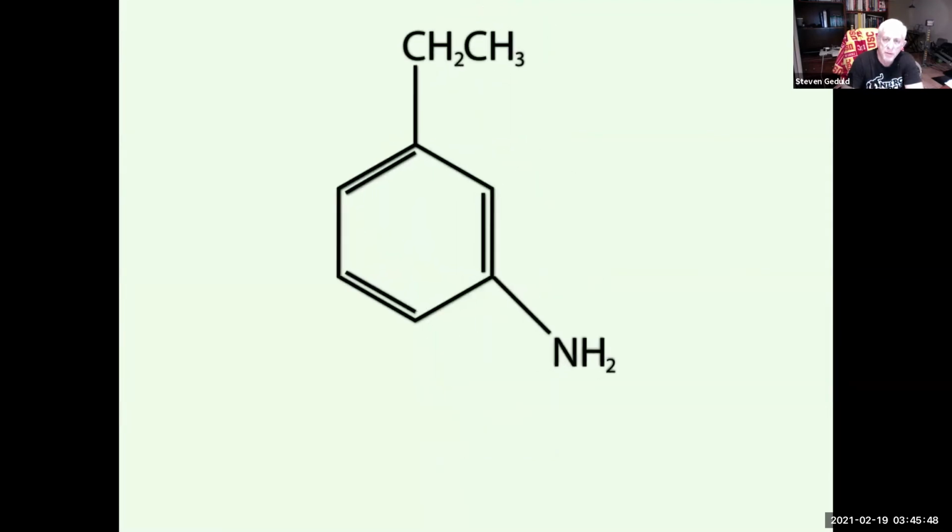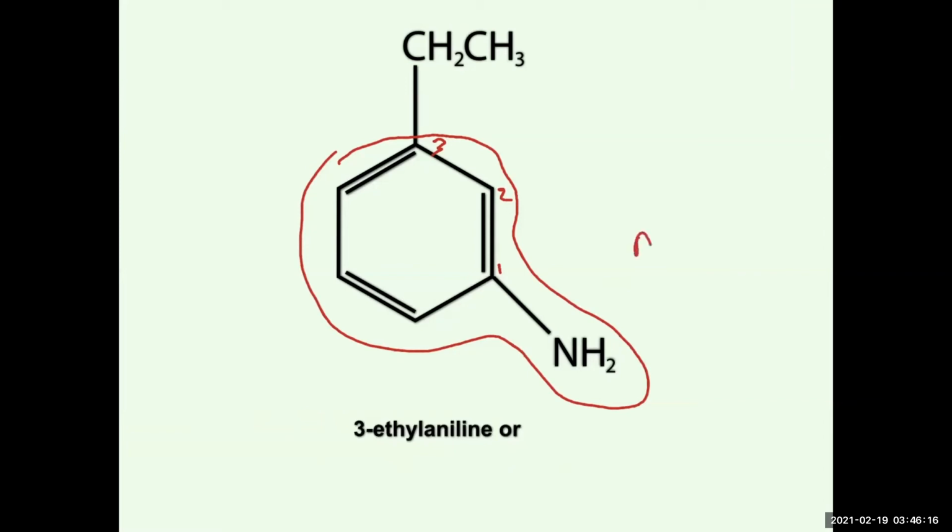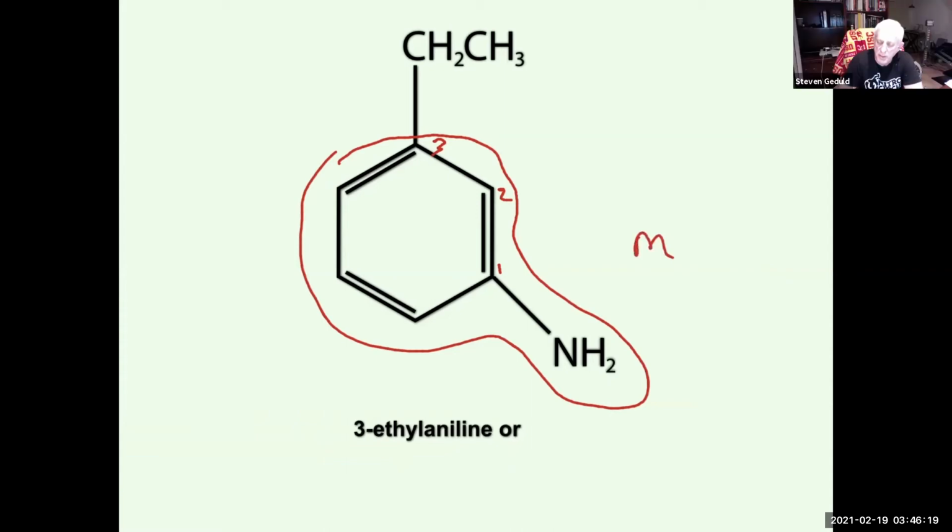Okay. And we have an ethyl group and the NH2. Remember, NH2 is aniline. And this is a 1, 2, 3 position. So it'd be 3-ethylaniline. Or what position is this? Ortho, meta, or para? Meta. It's a 1-3 relationship. Ortho is 1-2, meta is 1-3, para is 1-4. So it'd be meta-ethylaniline. Let me tell you exactly where the substituents are.